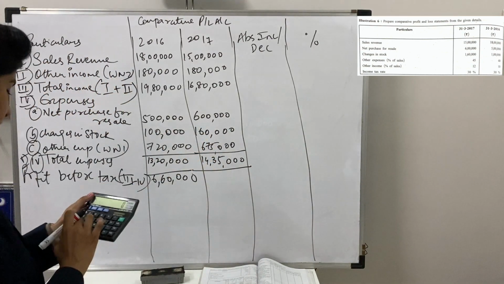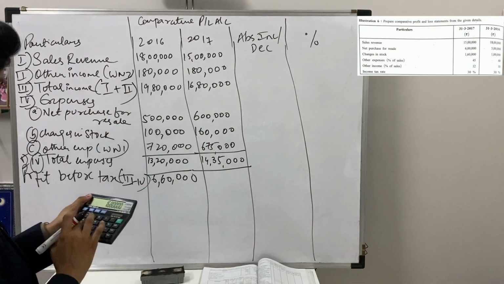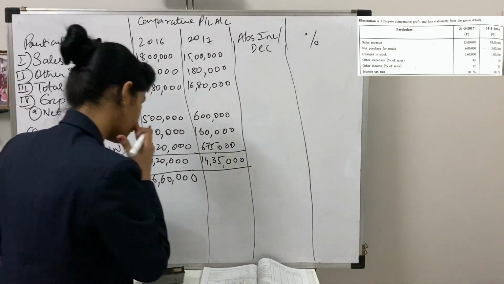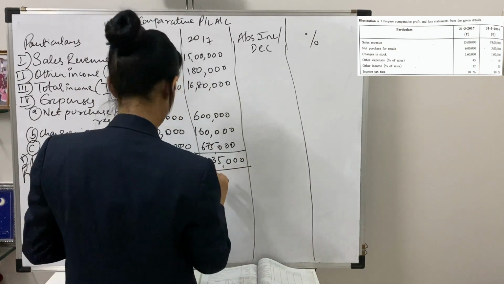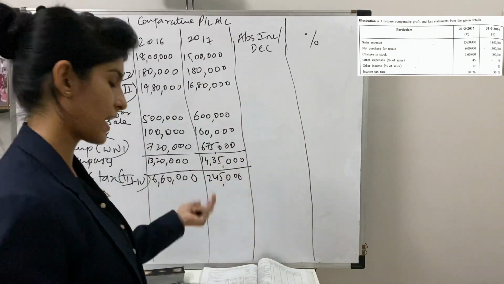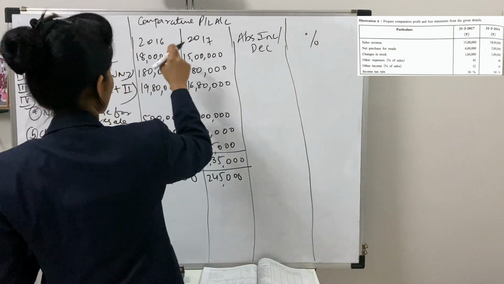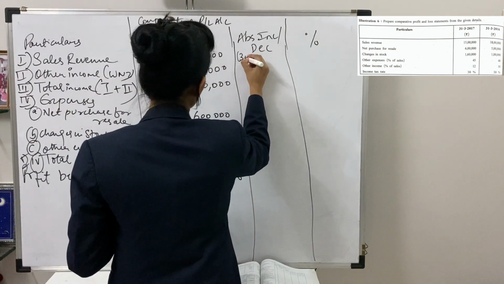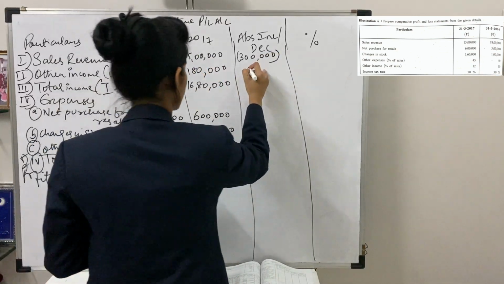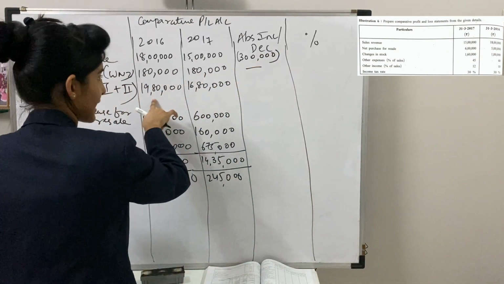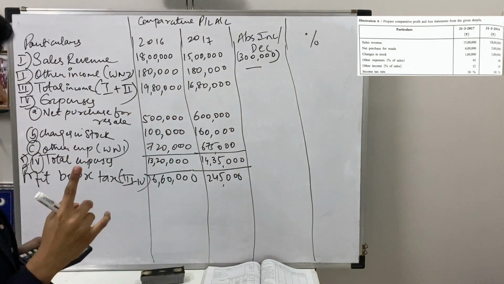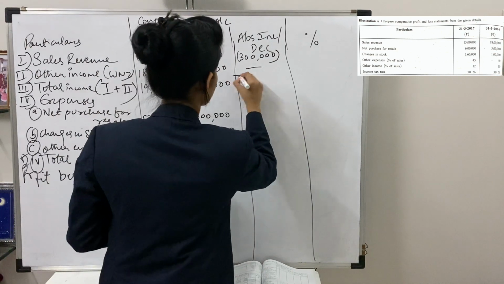Next is your 16,80,000 minus 14,35,000. We'll get 2,45,000. Now we'll come over here. Then we'll calculate the rate of taxes. 18 lakh, 15 lakh, there is a decrease of 3 lakh. Next is your 1,80,000, 1,80,000, that means dash. 19 lakh 80,000, 16 lakh 80,000, there is a difference of 3 lakh, but there is a decrease.